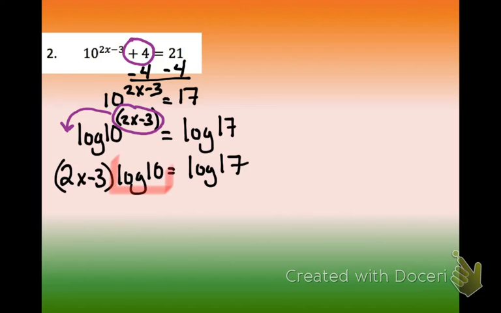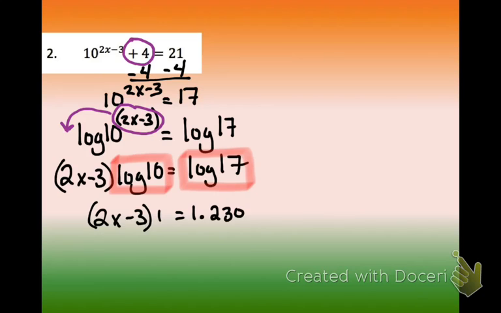And now I'm going to go ahead and put both of those into the calculator to see what I get. It actually turns out that when you put log of 10 into your calculator, you get 1. So this is 2x minus 3 all times 1 equals, now log of 17 isn't quite as nice. That gives us 1.230448921. So it's a long number again, but at least one side was easier.